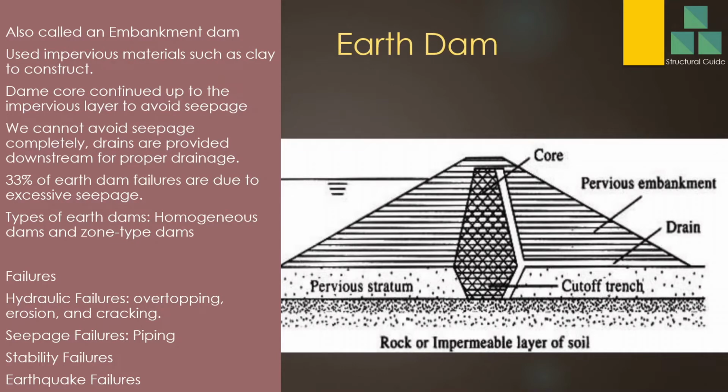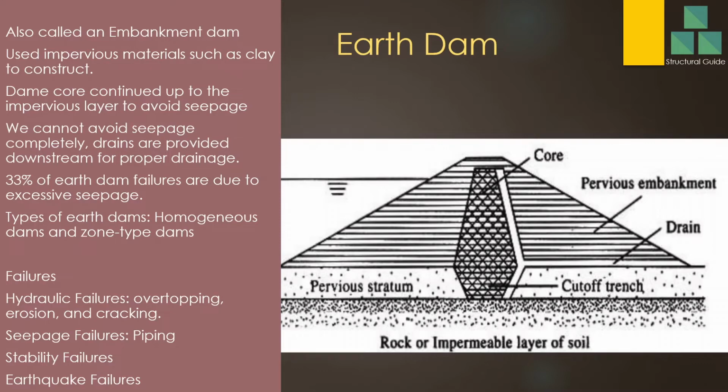Earth dam. What is an earth dam? An earth dam is also called an embankment dam. Impervious material such as clay is used to construct earth dams. The dam body consists of an impervious layer of material. This impervious material avoids water seepage. However, we cannot avoid the seepage completely.